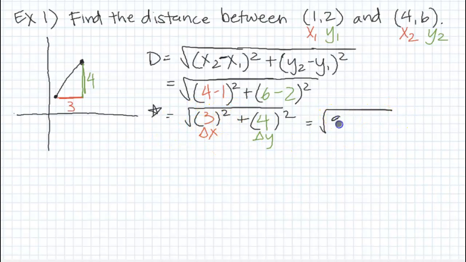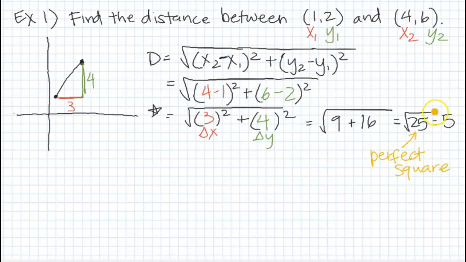All right, to continue solving the equation or simplifying, I want to square 3. So 3 squared is 9. 4 squared is 16. I will add those together to get the square root of 25. And I know that that is going to simplify to a whole number integer. And the answer is 5. Now I want to make note here that 25 is a perfect square.